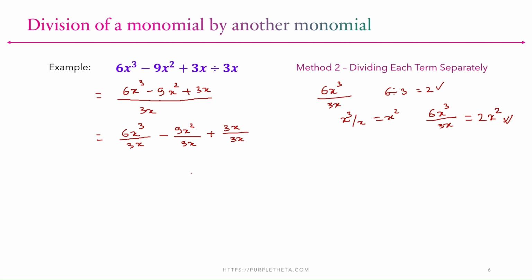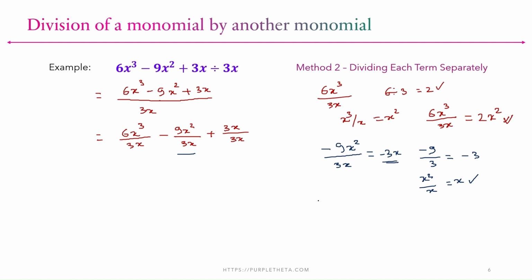Now let us go to second term. This is our second term, minus 9x square upon 3x, right? So first I have to divide coefficients. So minus 9 upon 3 is equal to minus 3, right? Then I have to divide variable, x square divided by x is equal to x, right? So for the coefficients we have minus 3, and for the variable we have only x. So minus 9x square upon 3x is equal to minus 3x.